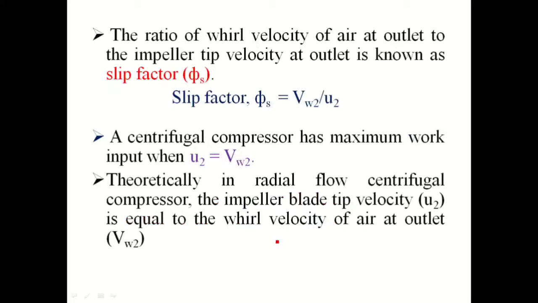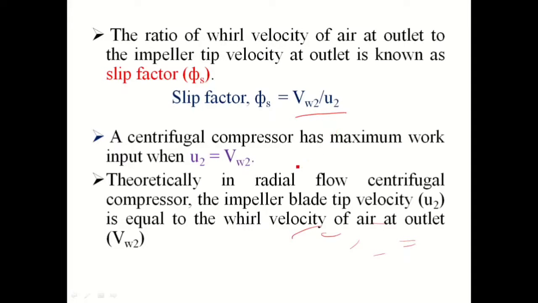Next, slip factor. In the case of slip, we take the difference between U2 and VW2. But in the case of slip factor, represented as phi s, we take the ratio of whirl velocity of air at outlet to the impeller tip velocity, the peripheral velocity of the impeller at the outlet. So the slip factor is VW2 divided by U2.